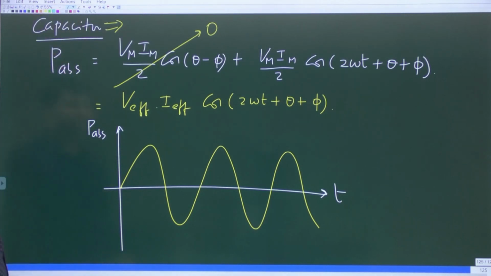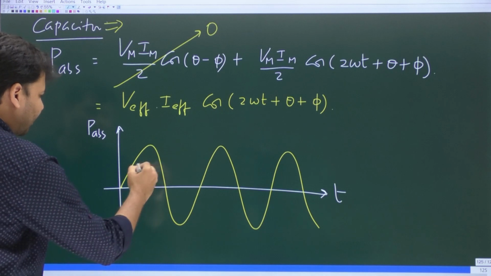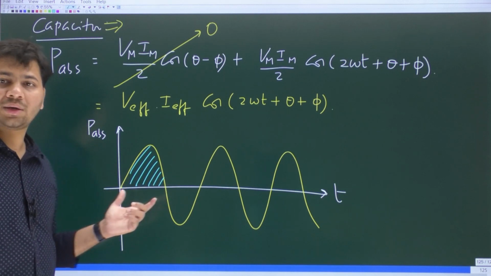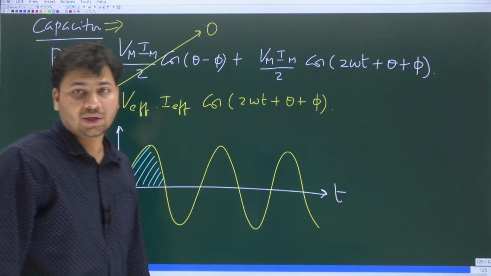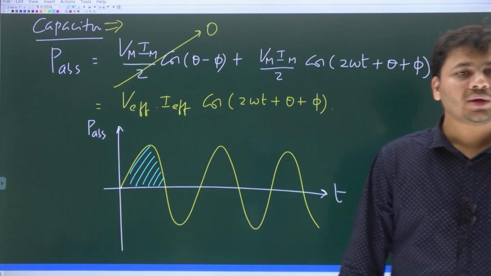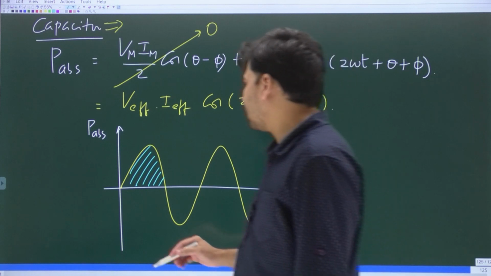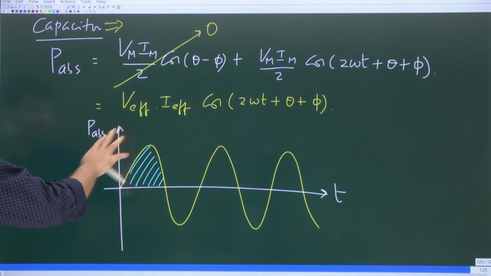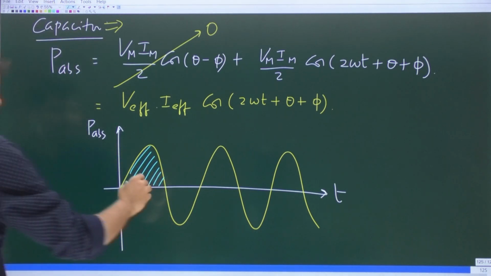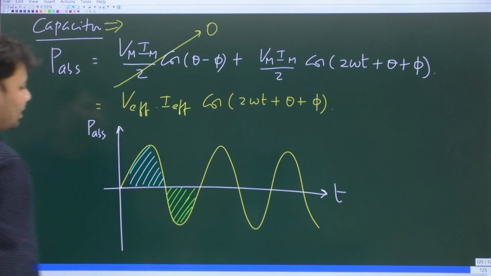If you look at the waveform over the first half cycle, power absorbed is positive. That means the capacitor is getting charged. Power absorbed is positive, so the capacitor is drawing power, or it is getting charged. So in the first half cycle, power absorbed is positive, which means the capacitor is absorbing power. Whereas in the same capacitor's second half cycle, the negative half cycle, the power absorbed is negative.